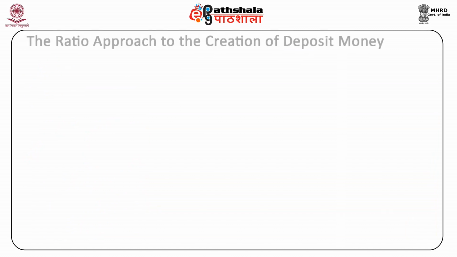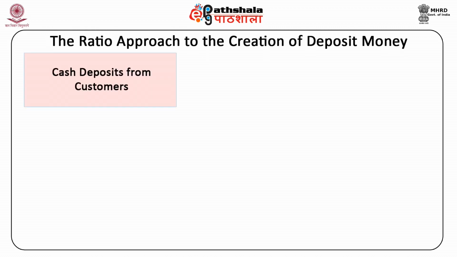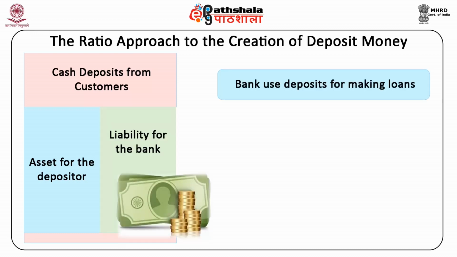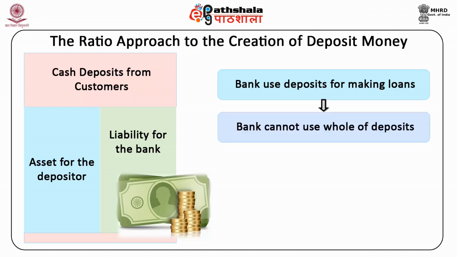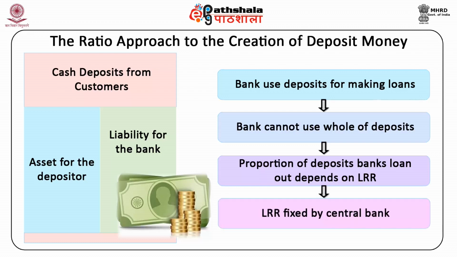Now, we will see the ratio approach to the creation of deposit money. Whenever a bank receives cash deposits from its customers, it leads to creation of asset for the depositors and the same deposit is the liability for the bank. The bank can use these deposits for making loans to other persons, but the bank cannot use the whole of deposits for this purpose. The proportion of deposits a bank can loan out depends upon the legal reserve ratio known as LRR that is fixed by the central bank.